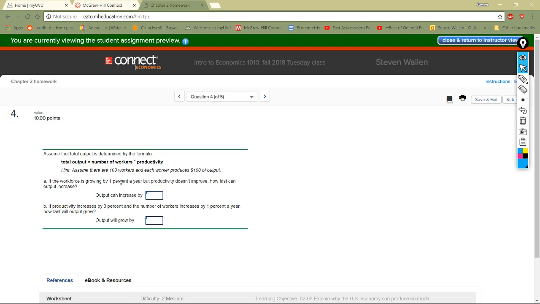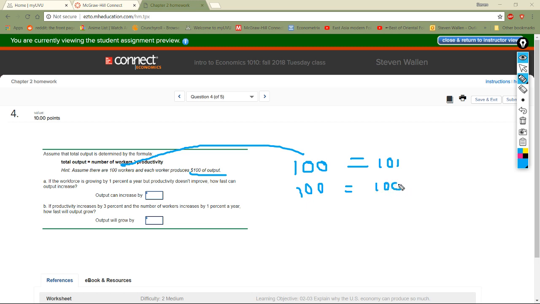It says the workforce goes up by 1%. So if we go up here, say we have 100 workers and they produce $100 total. All of a sudden, instead of 100 workers, we now have 101, and our productivity stays the same. We're still producing $100. Really the only thing that's going to change here is it's going to go up by 1%. That's the only change we have. We have this 1% change that's going to go on here.